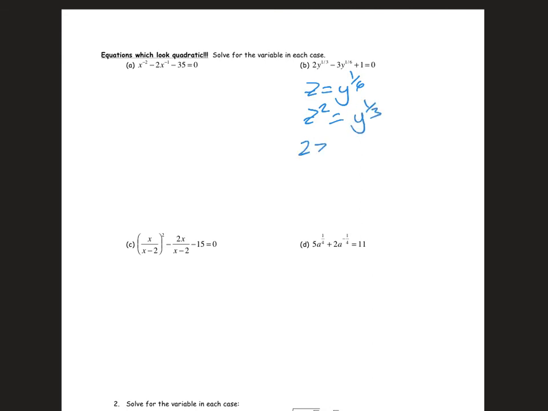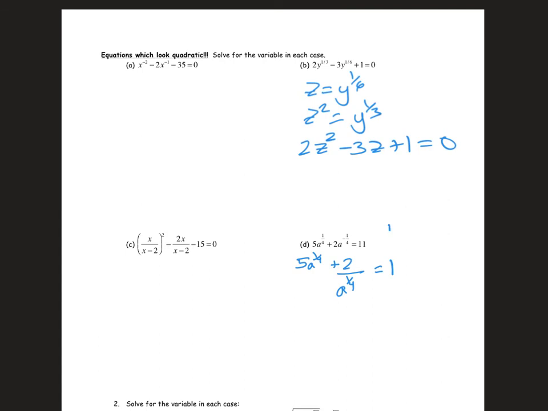So I get 2z squared minus 3z plus 1 equals 0. And then I can solve. Just make sure at the end you plug back in what z is, so you can actually solve for y. Something that might be less obvious is something like d. So here's what you have for d. You have 5a to the 1/4 plus 2, and I'm going to write it like this, a to the negative 1/4. That negative, I'm going to bring that variable to the bottom to make it a positive exponent, equals 11.